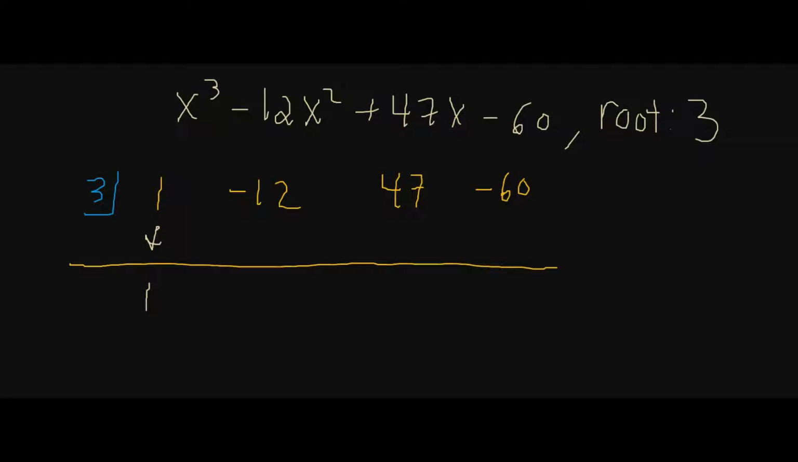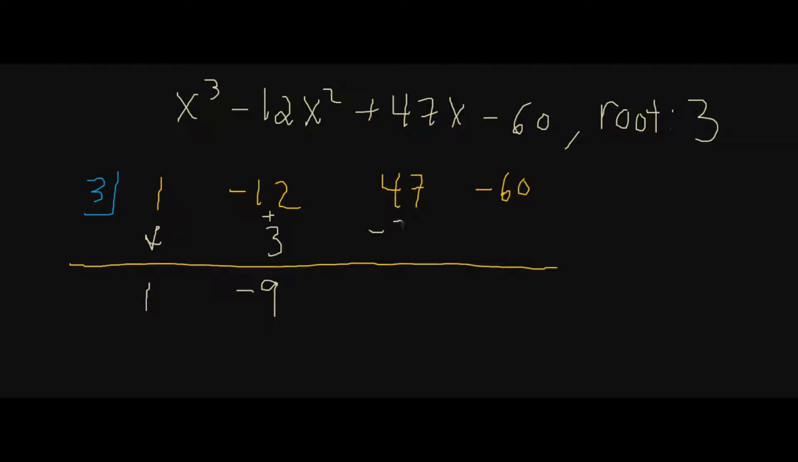Come on, Bo. Okay, so now we bring the 1 down, and we take the 3. We multiply it by the 1, which is 3. So we put the 3 here. That's what goes over here once we multiply it. And all we do is pretty straightforward. Just add. Well, what's negative 12 plus 3? Well, that's negative 9. And now what's 3 times negative 9?